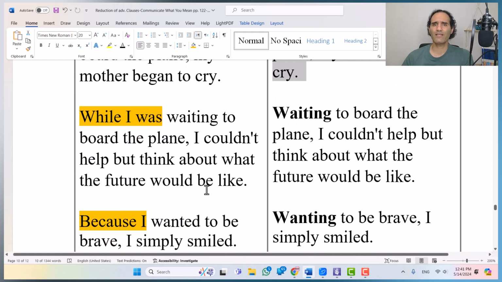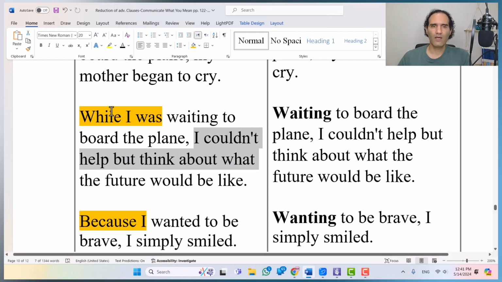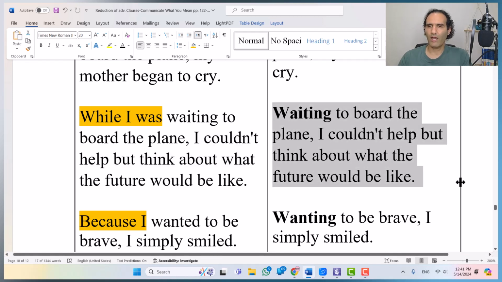So if in your essay you have two of these included, that makes your writing much more professional, given that all the other parts are harmonious. While I was waiting to board the plane, I couldn't help but think about. So the subjects are the same. It is a while. We omit I, omit was, and omit while. Waiting to board the plane, I couldn't help but think about what the future would be like.